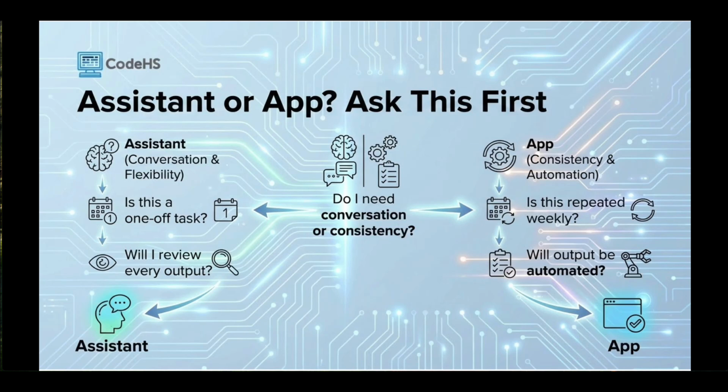These three questions will guide almost every decision in this module. If you need thinking and language, assistant. If you need structure and efficiency, tool. You'll practice this decision-making next.